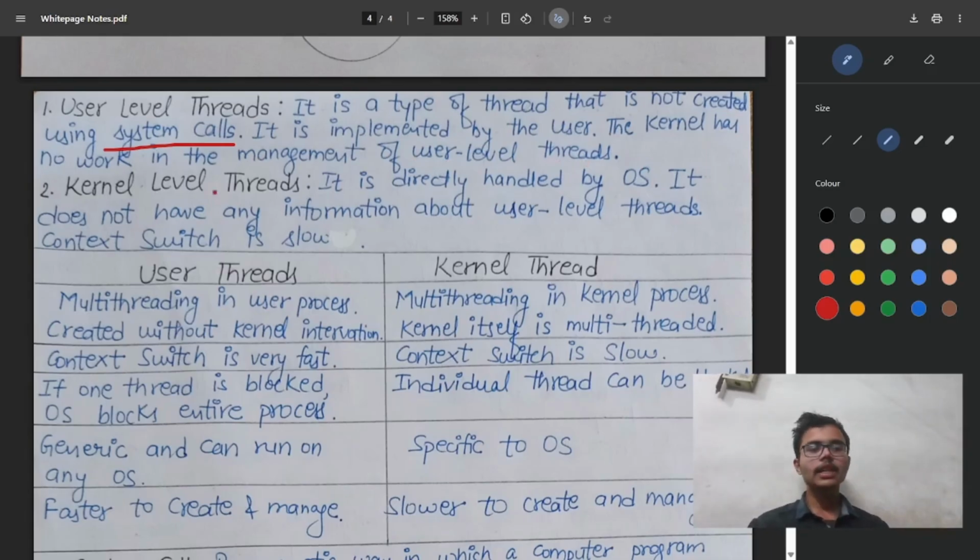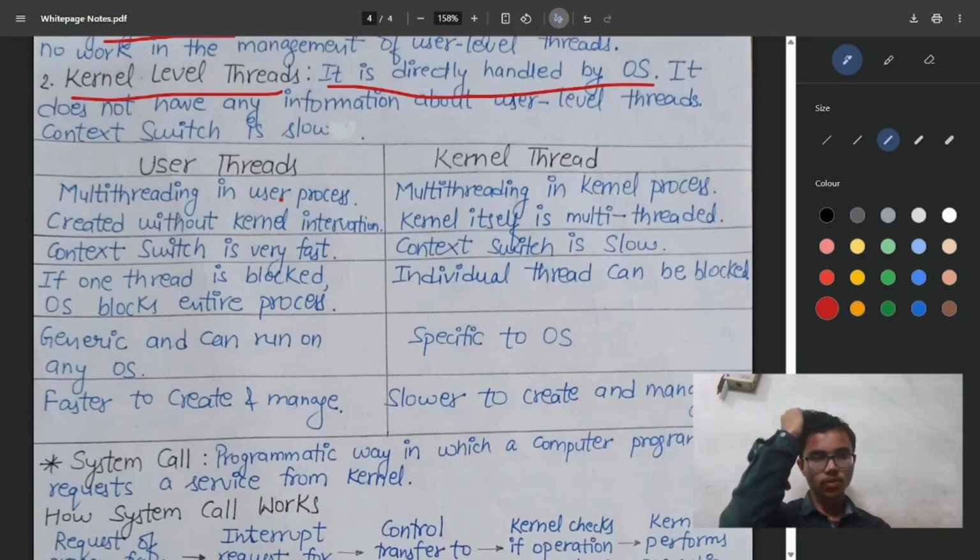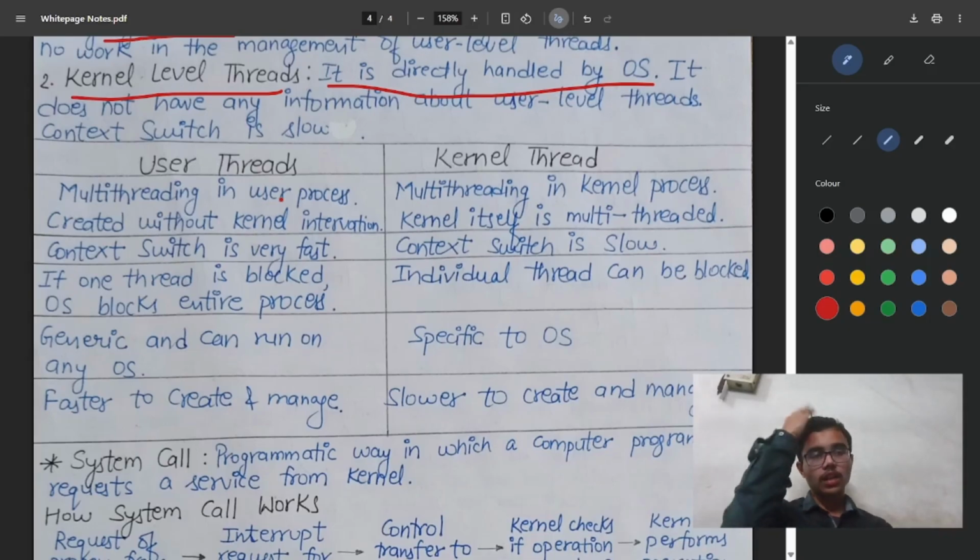Kernel level threads are directly handled by the OS. It does not have any information about user level threads. Context switch is comparatively slow in kernel level threads. In user level threads, multi-threading in user processes is created without kernel intervention. In kernel level threads, the kernel itself is multi-threaded.